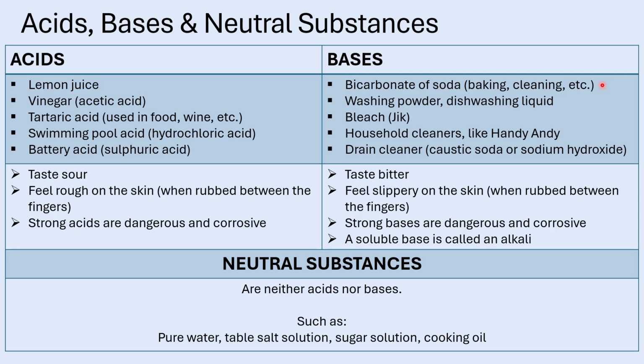And then another example of a base is washing powder or dishwashing liquid, bleach or jik, household cleaners like Handy Andy, and then drain cleaners like caustic soda or sodium hydroxide. That's normally what you find in a drain cleaner. I'm sure you are familiar with these examples. Now, very important, what are the differences between acids and bases?